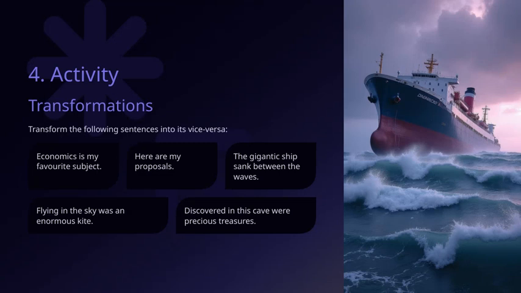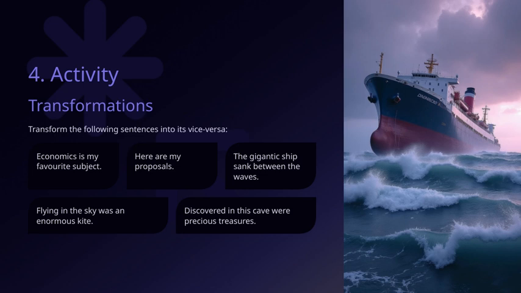All right, now for our final activity, let's focus on transformations. I'll give you some sentences, and your task is to convert each one into its vice versa form. This exercise helps us understand how sentence structures can be flipped while keeping the meaning clear. For example, if I say, "Economics is my favorite subject," you'd turn it into something like, "My favorite subject is economics." It's about changing the sentence to emphasize different parts, but retaining the core message.